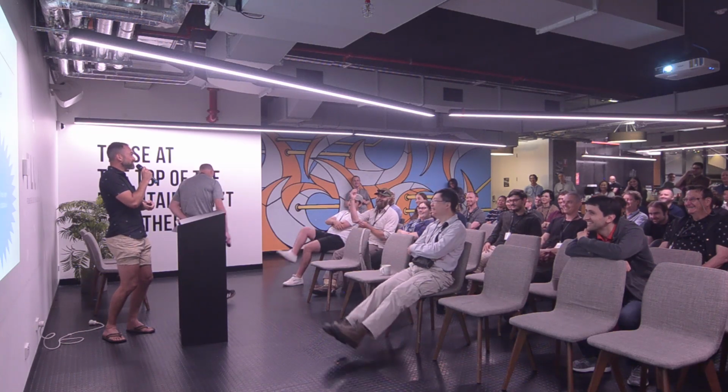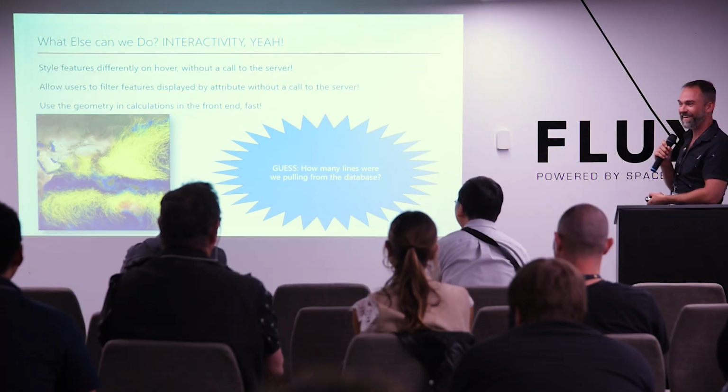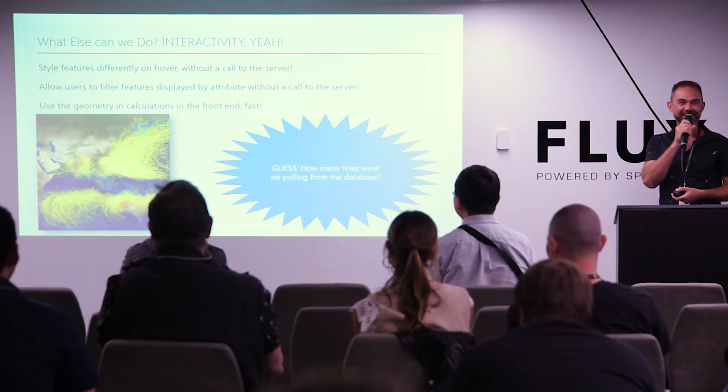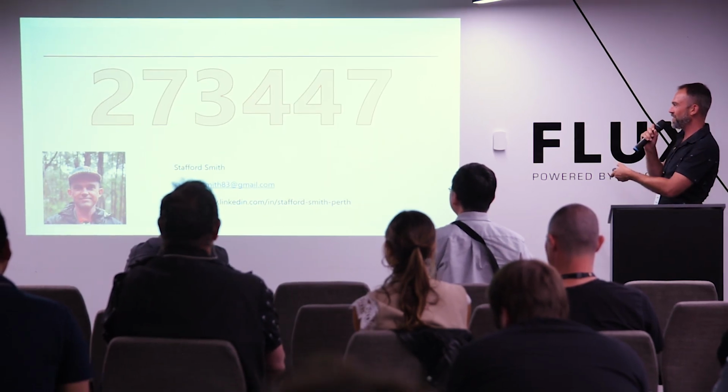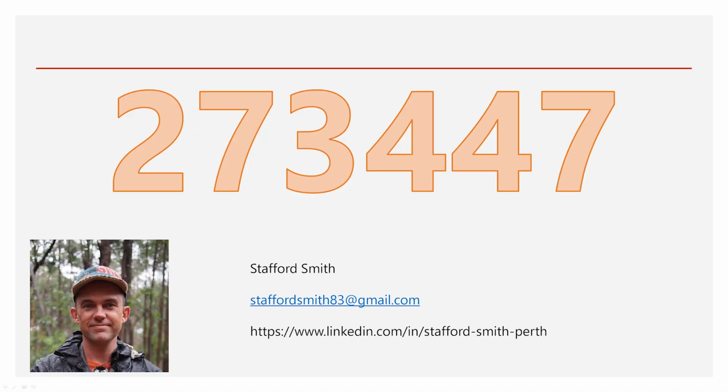How many lines do you reckon we're looking at in there? Any guesses? 1 million? Pretty close. 270,000. Woo! Okay, thanks for having me.